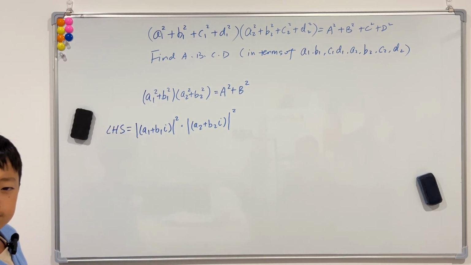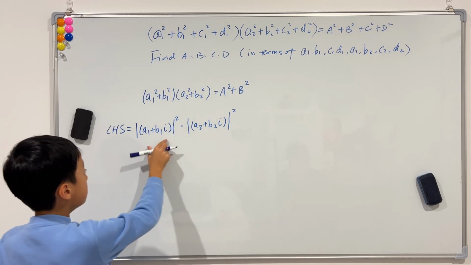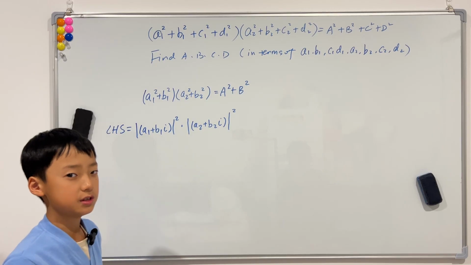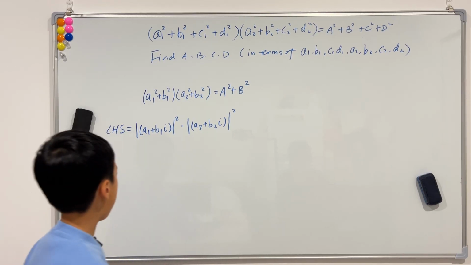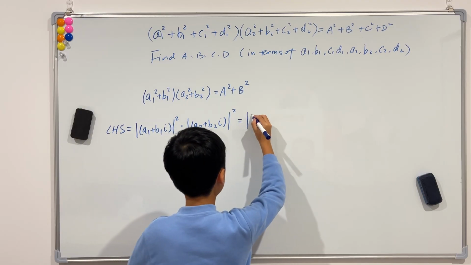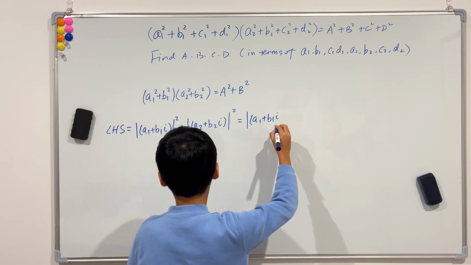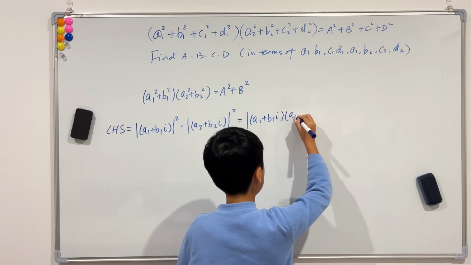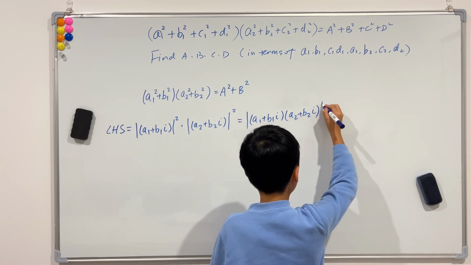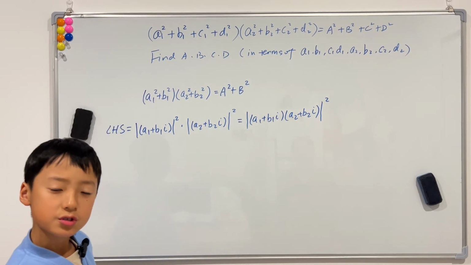Okay, what's next? Multiplying 2 moduluses is the same as one big modulus with the product of the two inside. You can verify this on your own. So it will become the modulus of the product, squared.